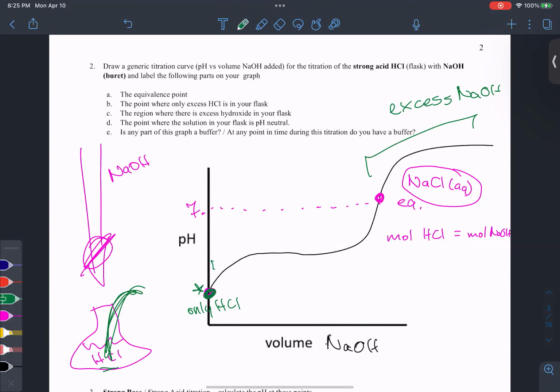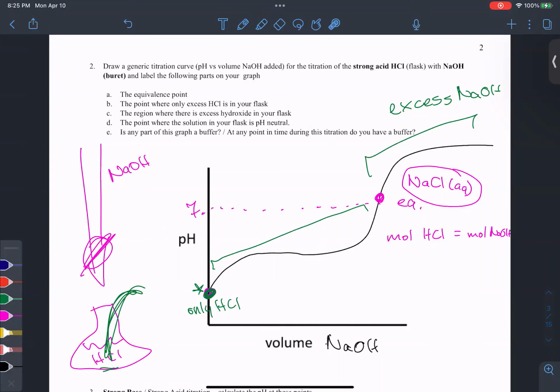Where things can get difficult is any one of the points between the beginning of the titration and the equivalence point. Any one of these points, you're actually just partially neutralizing your HCl. So you actually have to do a BCA table. Actually, I would say that every single point on this titration curve, you need to do a BCA table to figure out what is in excess to calculate your pH.